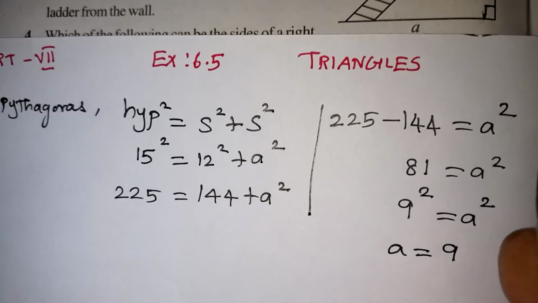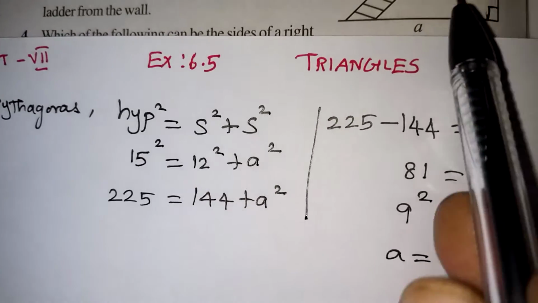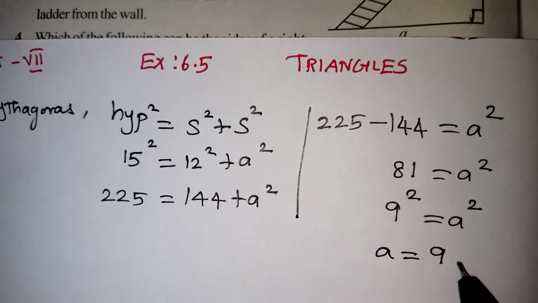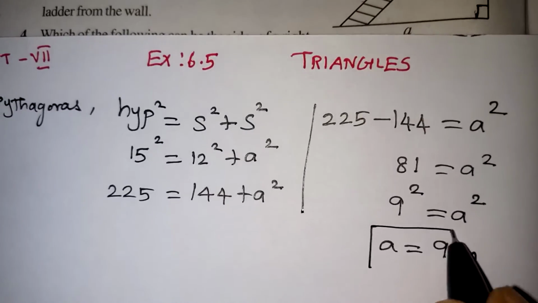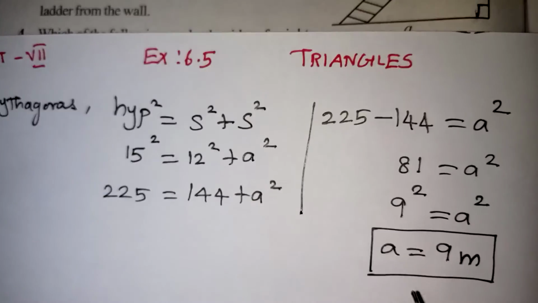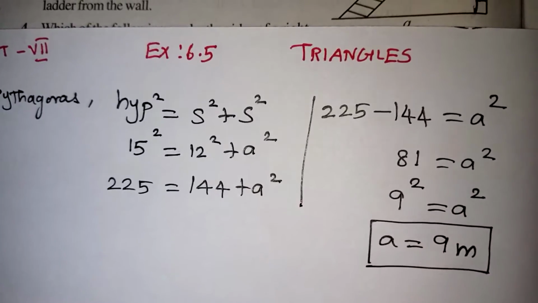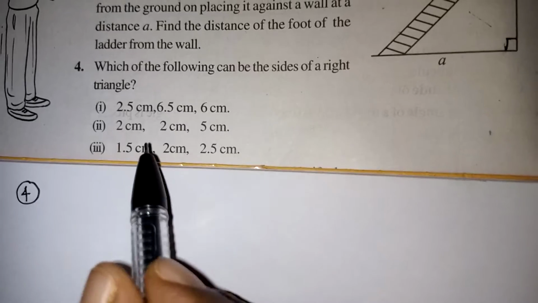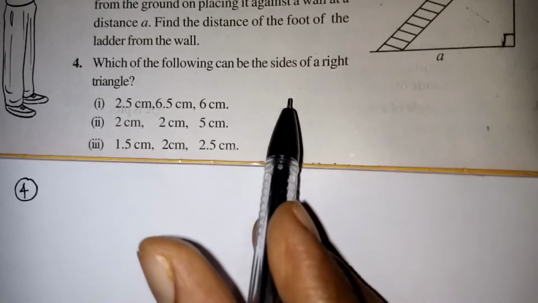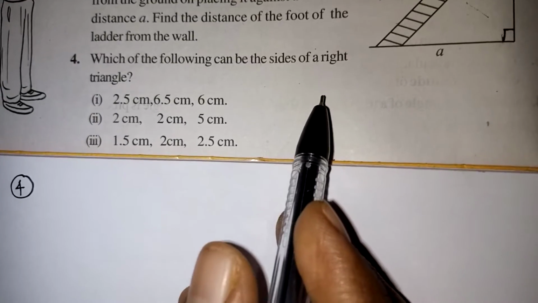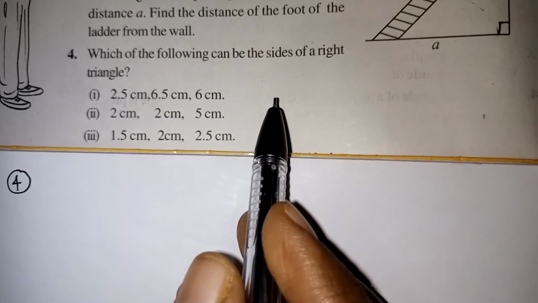So all the values are given in meters in the question, 12 meter, 15 meter. So A is 9 meter. So the ladder is 9 meter away from the wall. That is your correct answer. Look at the fourth question now. Which of the following can be the sides of a right triangle? That is a right angle triangle we need to identify.